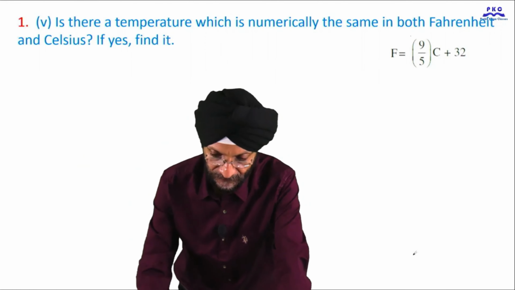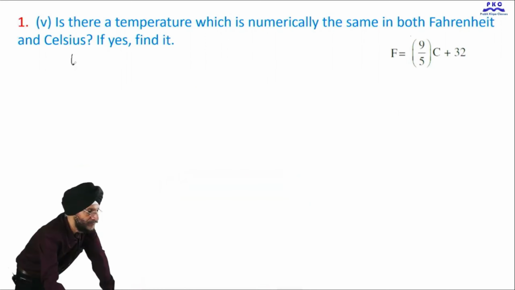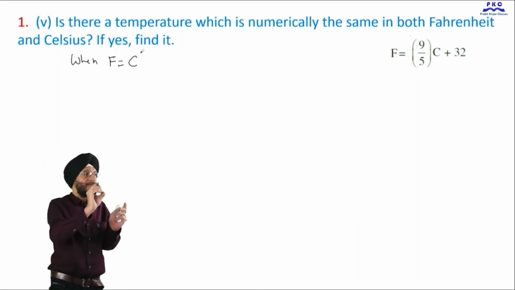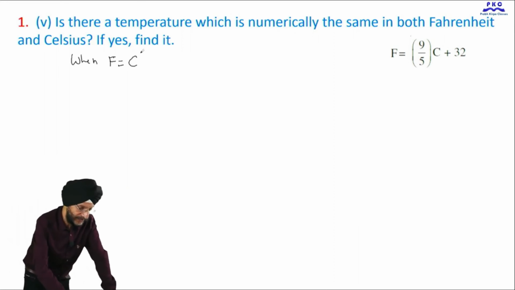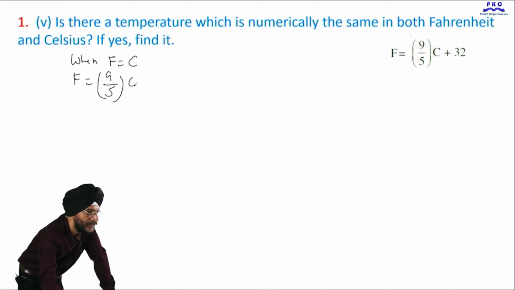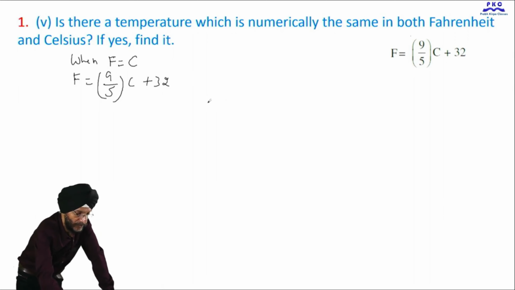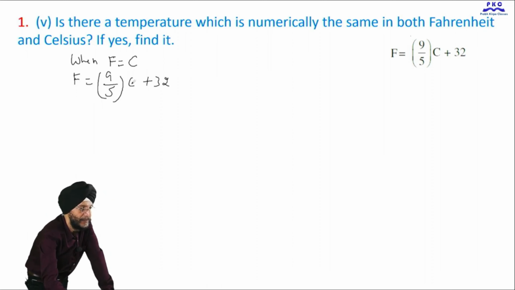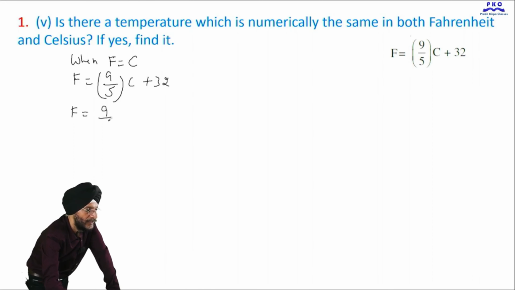So now the next part: is there a temperature which is numerically the same in both Fahrenheit and Celsius? That is, when F is equal to C or C is equal to F, we will have to find the temperature where numerically both F and C are equal. So what is the equation? F is equal to 9/5 into C plus 32. Here we will put the value of F in place of C. That is, this will be removed and here we will put F. So F is equal to 9/5 F plus 32.